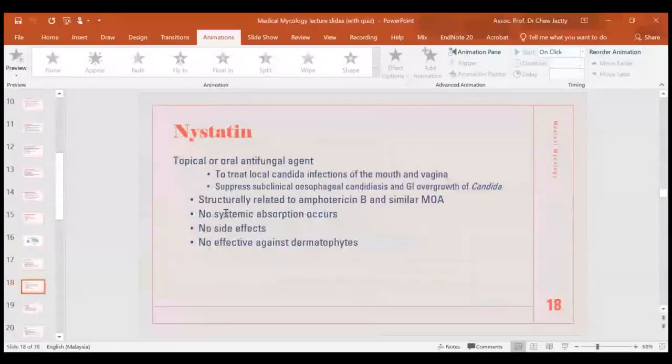Nystatin, as I mentioned just now, is a topical used as a cream or can be taken as an oral drug. It is commonly used to treat local candida infections of the mouth and vagina, and to suppress subclinical esophageal candidiasis and the GI overgrowth of candida. So these are not the very severe mycosis. This is more mucosal and cutaneous mycosis. It has a similar mechanism of action to amphotericin B. There's no systemic absorption, so it should not be used for systemic mycosis. No side effects, but there's no effect against dermatophytes.